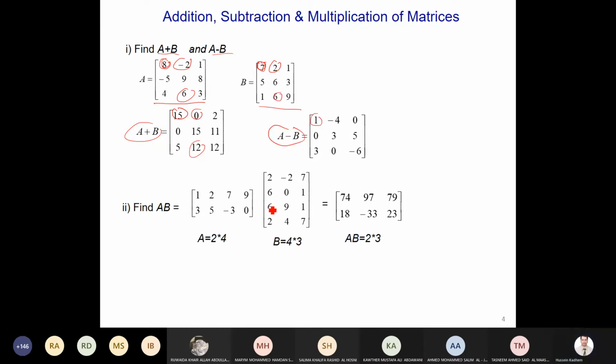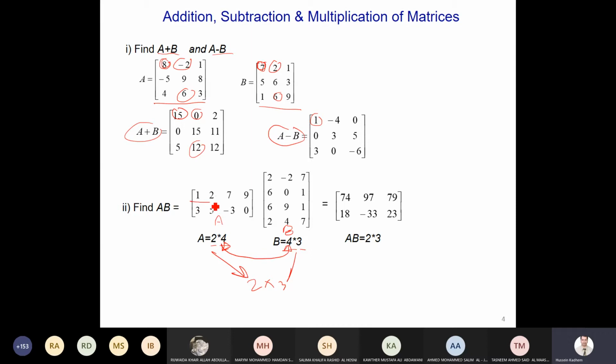For multiplication, we need to make sure that, as an example, this is A and this is B. The dimension is 2 times 4 and here 4 times 3. The internal dimensions should be the same. I mean, the columns here should equal the rows here. And the new matrix will be 2 times 3. This is the 3, this is the 2. You got it? How do we do this?